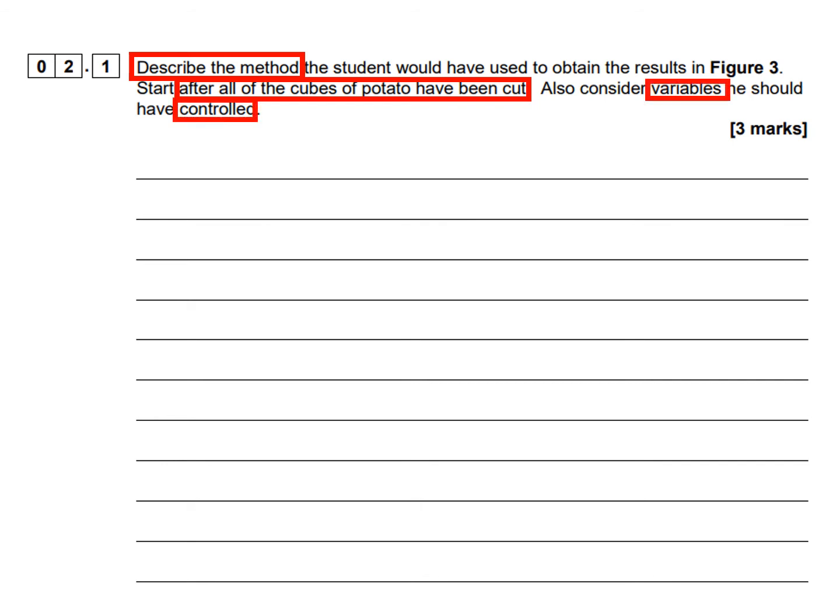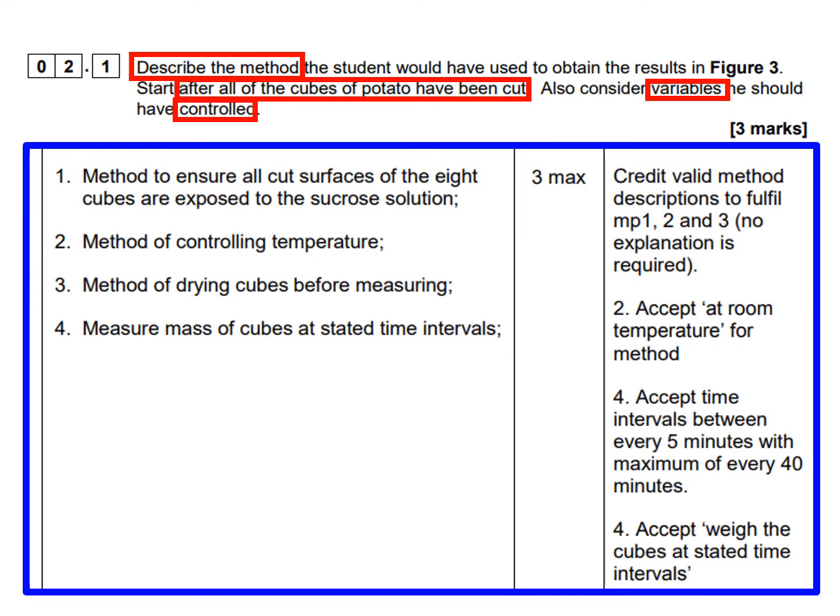But it also asks us to consider variables that the scientist should have controlled during this part of the experiment. So we want three marks and we want three key ideas. So we start looking at the mark scheme then. Any method to ensure all the cut surfaces of the eight cubes once placed in the sucrose solution are exposed to that solution. So this might be to gently shake the solution at regular intervals. And that's really important to ensure that the eight smaller cubes do not stick together and that every surface is being bathed by the solution.